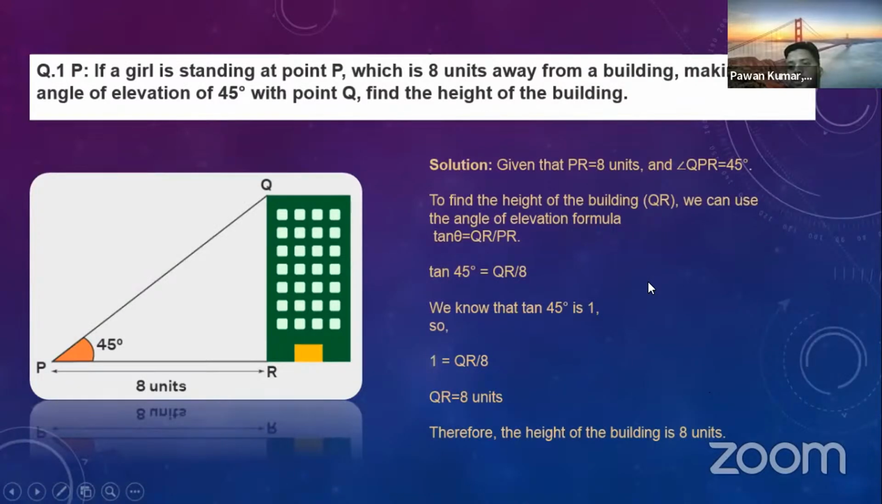Now let's see one example. A girl is standing at a point P, which is 8 units away from the building. She's standing 8 units away from this building and making an angle of elevation of 45 degrees, looking upward at the point Q. This is the line of sight, and PR is the horizontal line. They are making an angle of 45 degrees, and they ask us to find the height of the building.